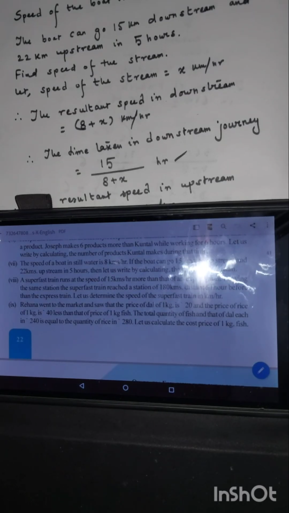Now let us proceed to our next question, that is Roman 8. A super fast train runs at the speed of 15 km per hour more than that of an express train. Leaving the same station, the superfast train reached a station 180 kilometers away 1 hour before the express train. Let us determine the speed of the superfast train in kilometer per hour.